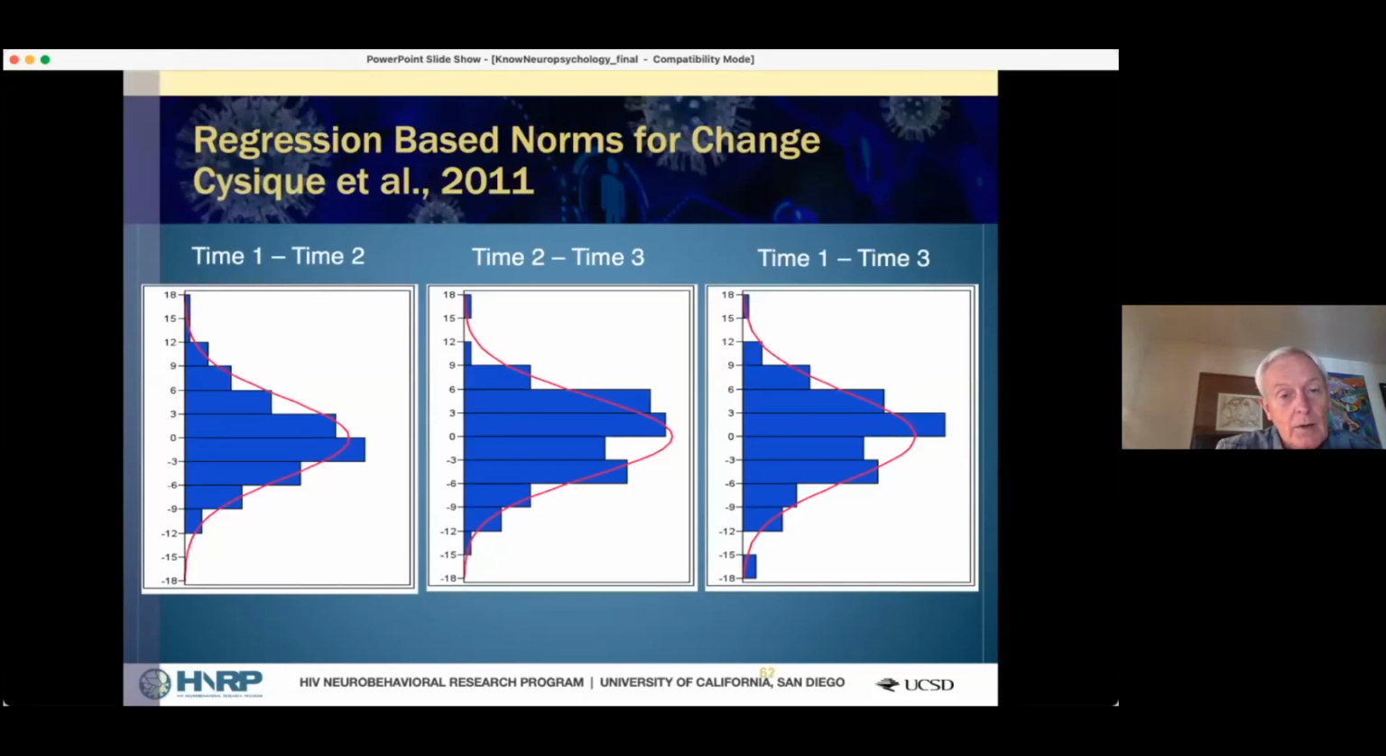And so this normative sample shows the distribution of these regression-based z-scores from time 1 to 2, 2 to 3, time 1 to 3. You see they're pretty well distributed.